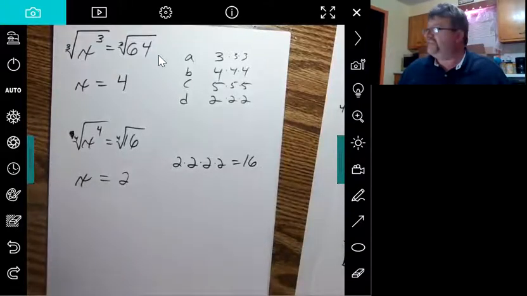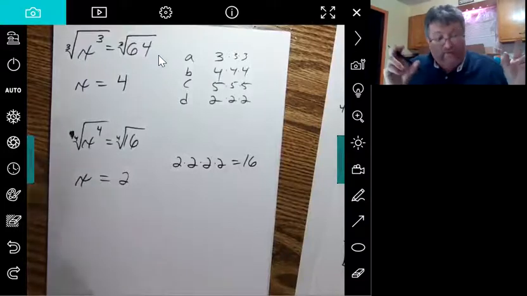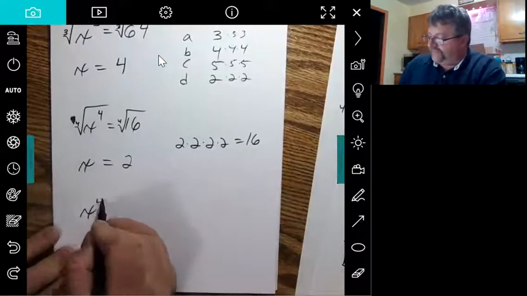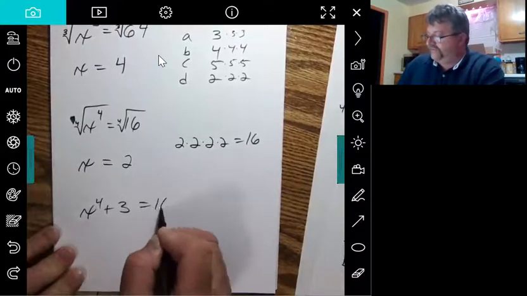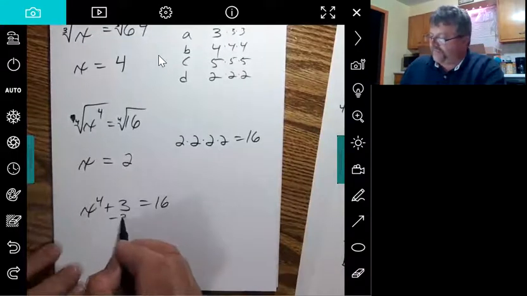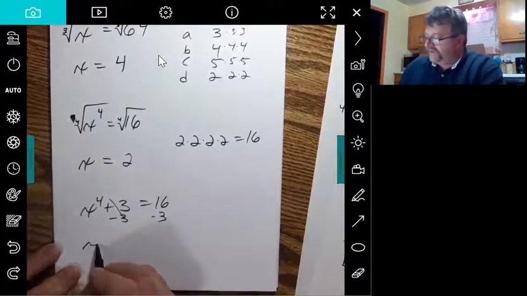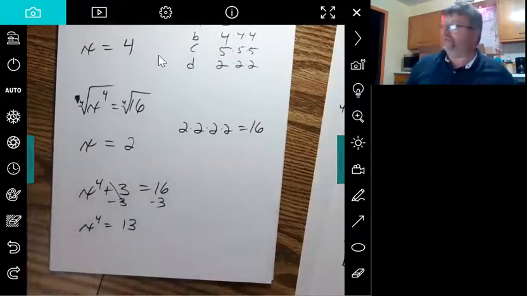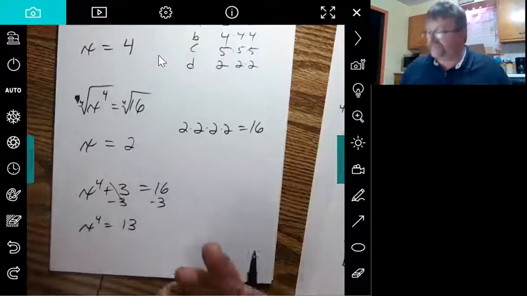So that's really it on these easy equations. Now, if you have extra baggage, if we had x to the fourth plus 3 equals 16, it requires us to take the 3 away first. Then we have x to the fourth equals 13, and this is not going to be a pretty number. When we try to take the fourth root of 13, we're going to get some goofy decimals.